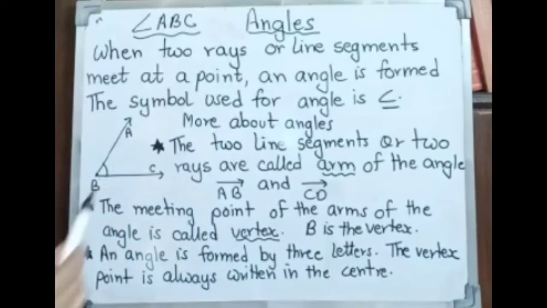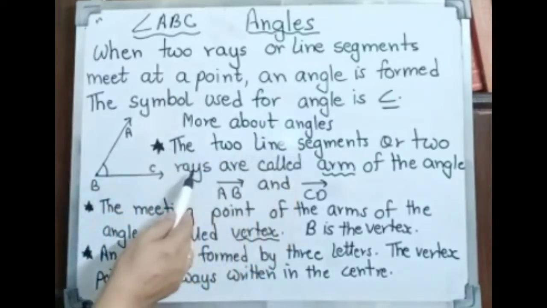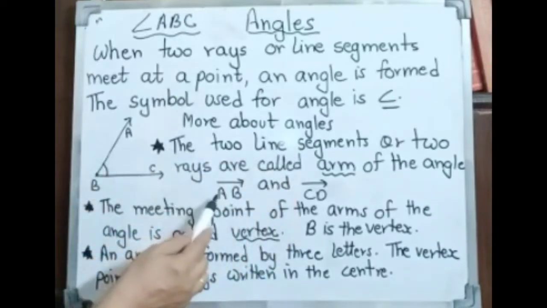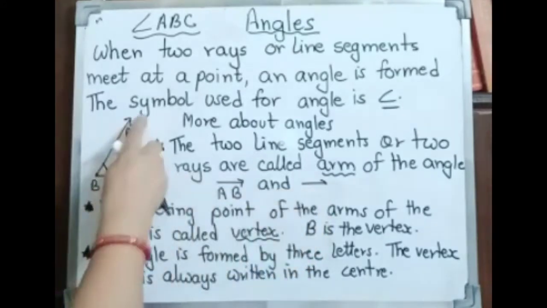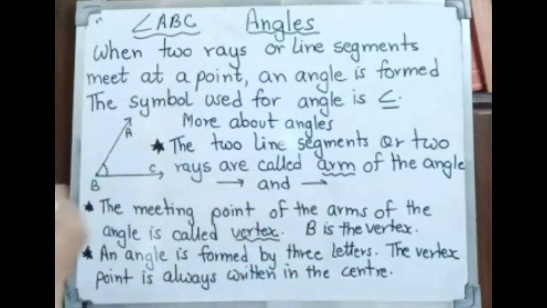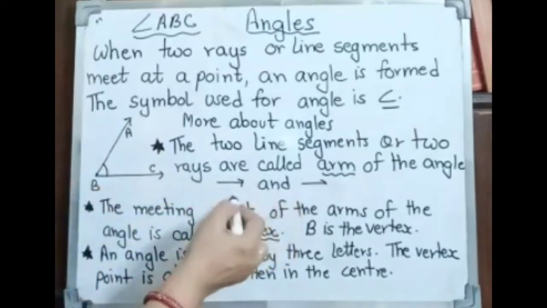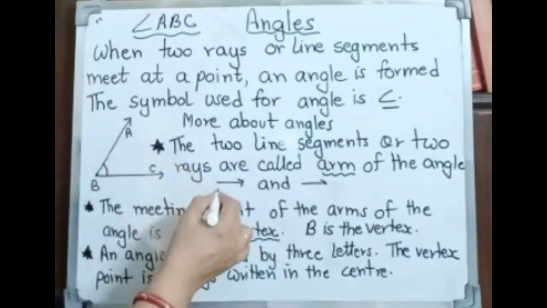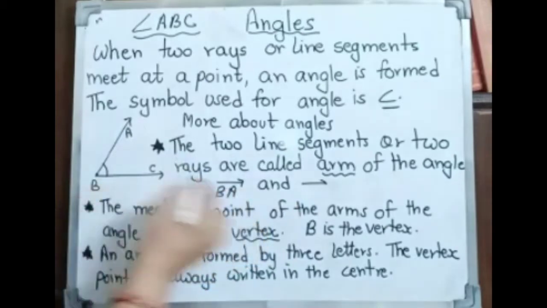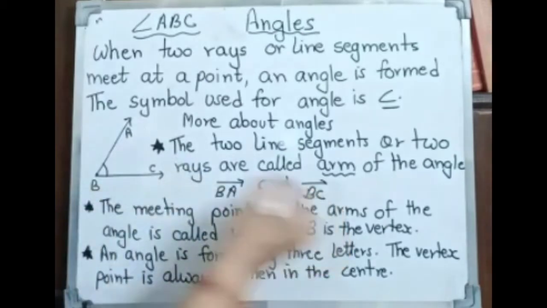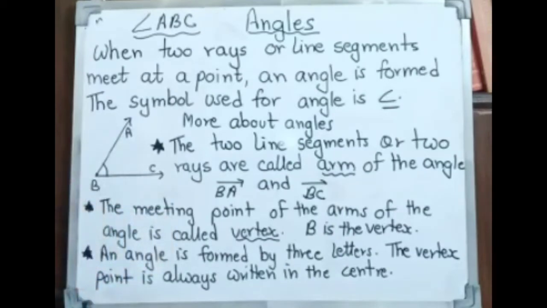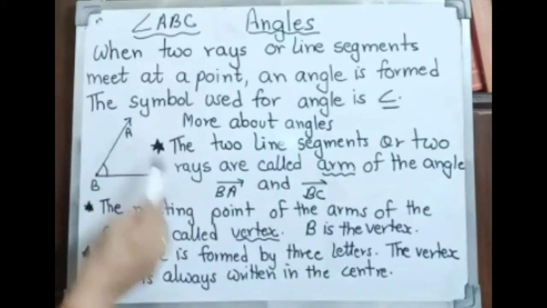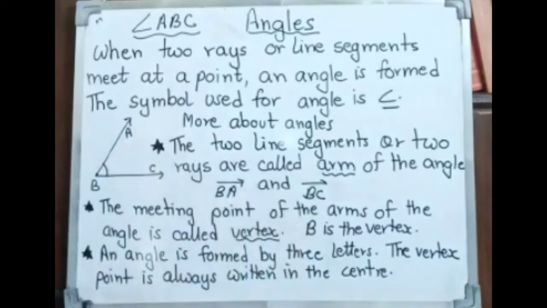This is a very important part. The two line segments or two rays are called arms of the angle. Here I have written it wrong, now I am doing it right. This is BA and this is BC. So this is right. If you write AB or CB, it will be wrong. So remember, BA and BC are the two arms of the angle.